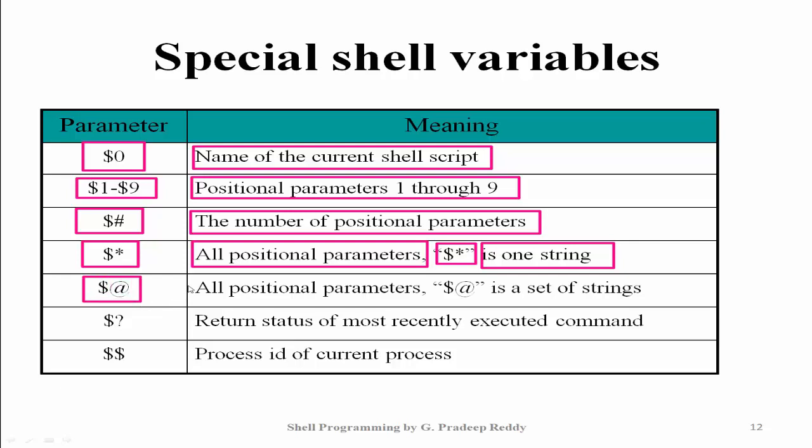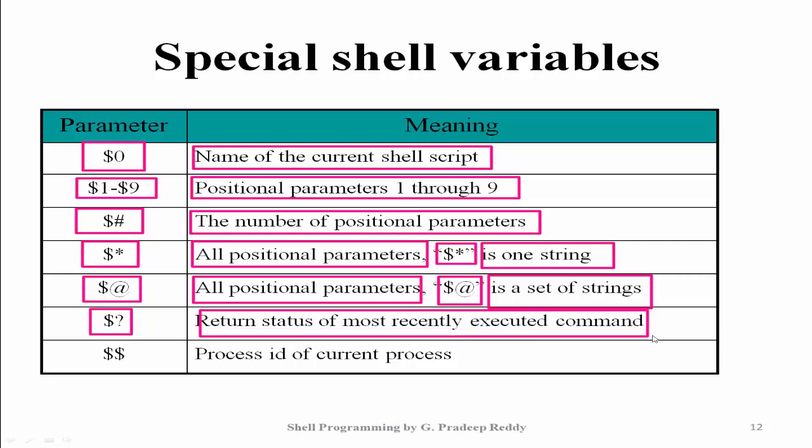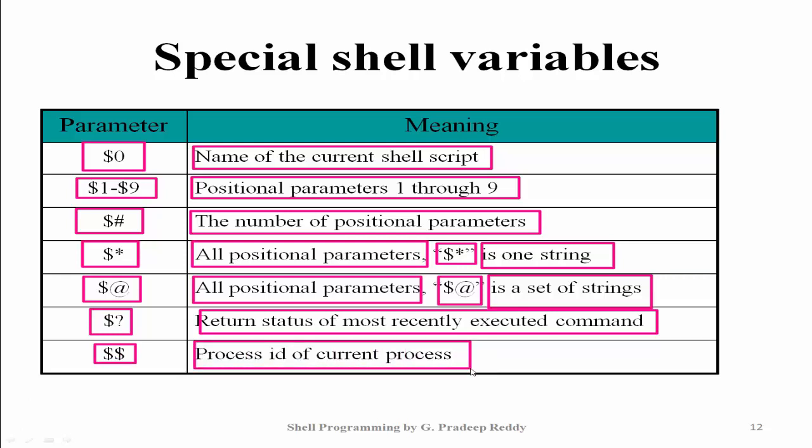$@ is going to specify all positional parameters, where $@ is a set of strings. $? stands for the status returned by the most recently executed command. Next, $$ is the process ID of the current process. What is your process ID? If you type PID, it is going to show the current process IDs running on the terminal, so that it displays the current process.